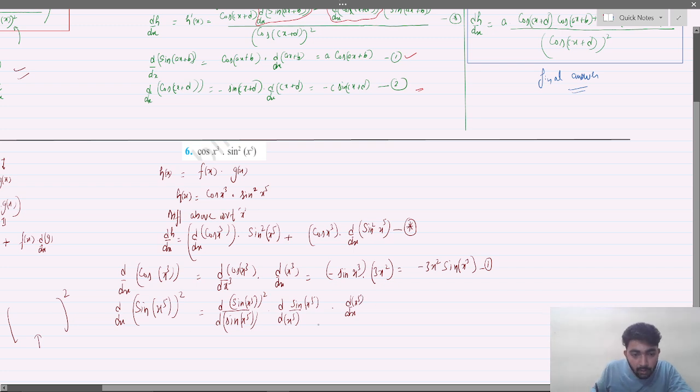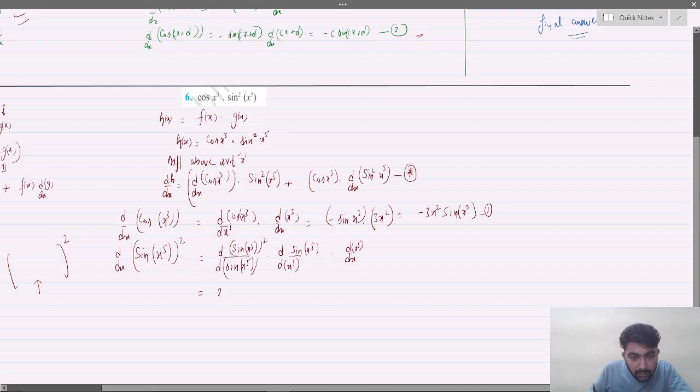So what we get from here, you can observe, you will get 2 sine of x raised to the power 5, and here a product is there. Here you will get cos of x raised to the power 5, and here you will get 5 times x raised to the power 4. Now we can write in a simplified manner: 10 x raised to the power 4 sine of x raised to the power 5 cos of x raised to the power 5.